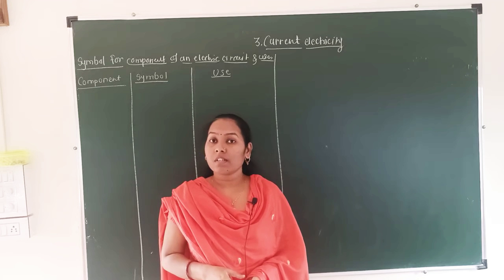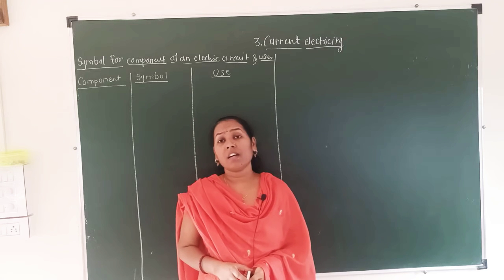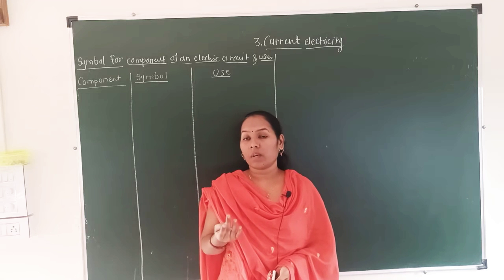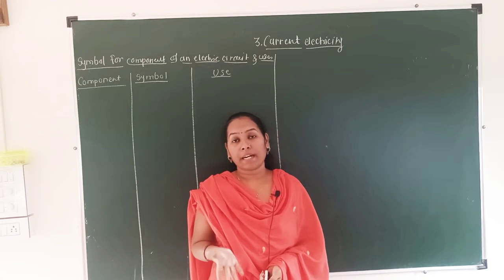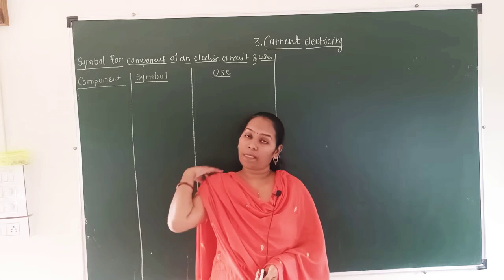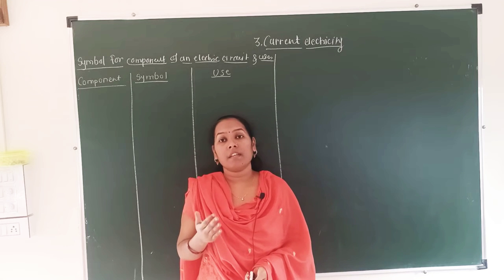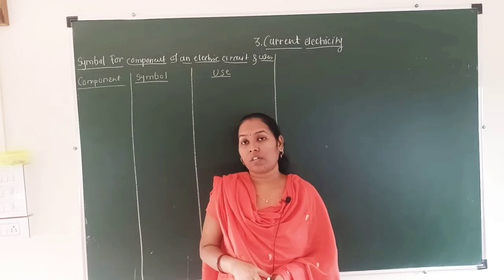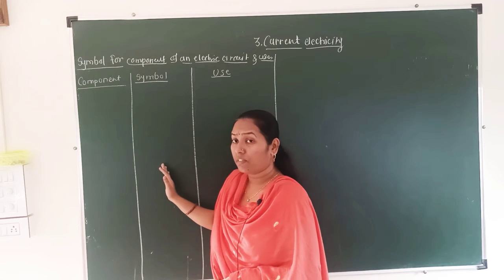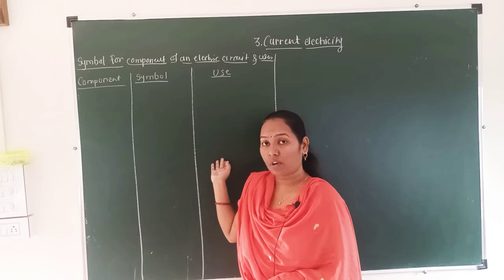Which components are used in the electric circuit? There are mainly different components used in the electric circuit, like voltmeter, ammeter, plug keys, cells and batteries. By connecting all these components, the electric circuit is completed. How the electrical diagram is drawn, we have already discussed in the previous video lecture. In this video lecture, we are going to discuss the different components, which symbol is used for each component, and what the actual use of that component is.